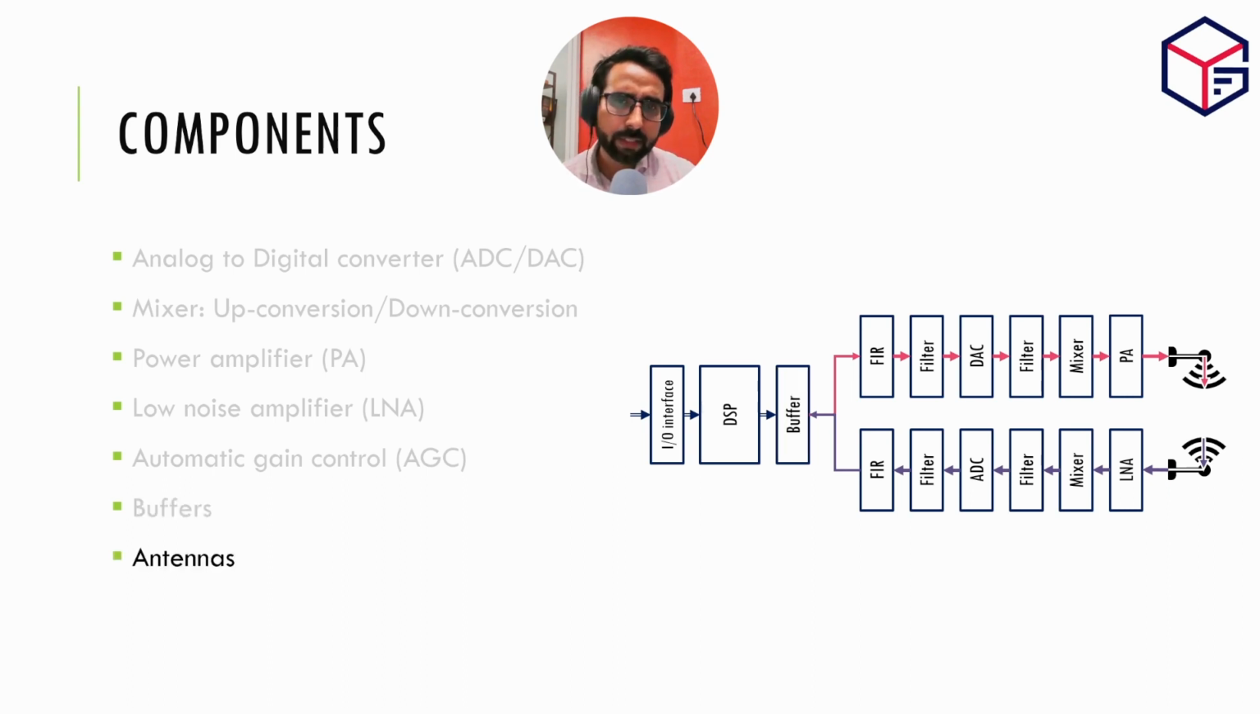Now the last one is antennas. So we know that antennas are nothing but transducers which convert an electrical signal into a radiation, and that radiation propagates over the wireless channel.